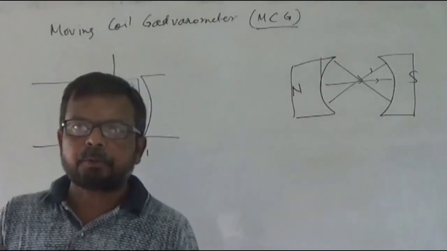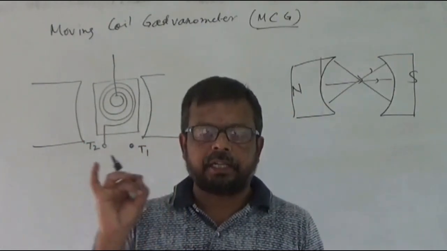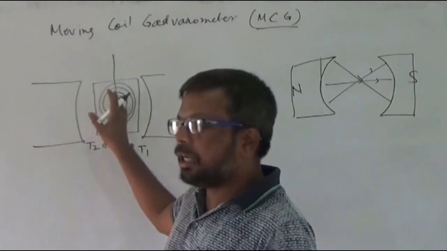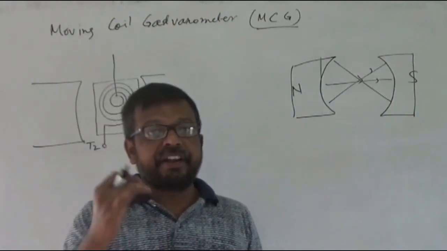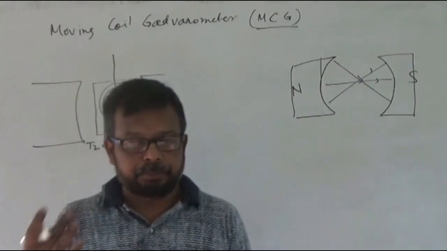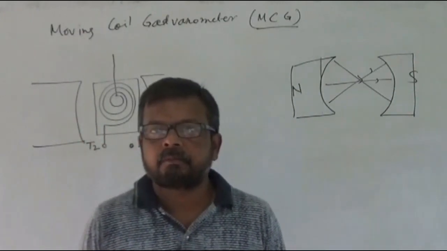a piece of soft iron is placed within the frame of the coil. Within the frame of the coil, we place a soft iron so that its magnetic field can increase. If we place a soft iron, then the magnetic field produced by the coil will increase.